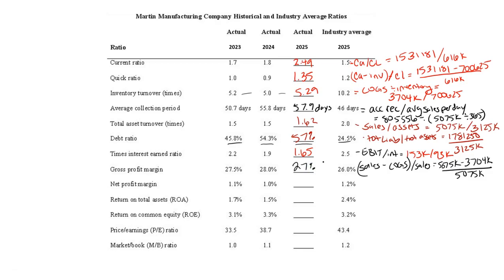So our profitability has been pretty similar. 27.5 in 2023, increased a little bit in 2024, and is now 27, and pretty similar to the industry average.